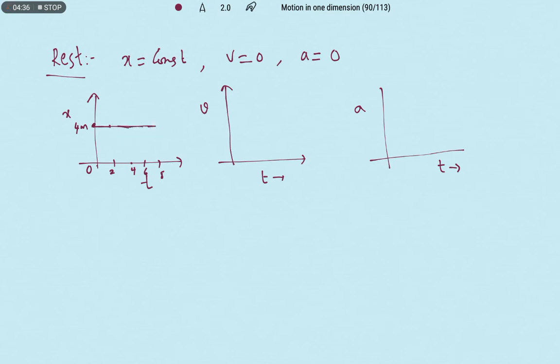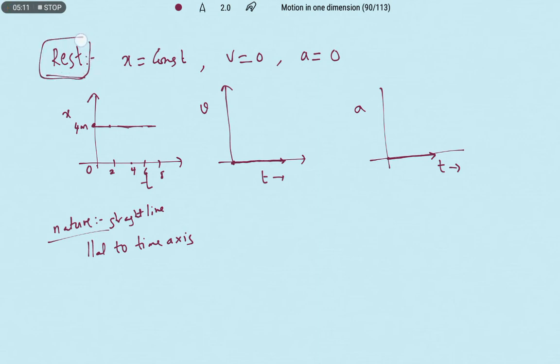So if the object is at rest, in the position and time graph, what is the nature of the graph? The nature of the graph is a straight line parallel to the time axis. Now velocity is 0, so at any time its velocity will be 0. Next, acceleration will also be 0. So this is the graph for rest of an object between position and time, velocity and time, acceleration and time.